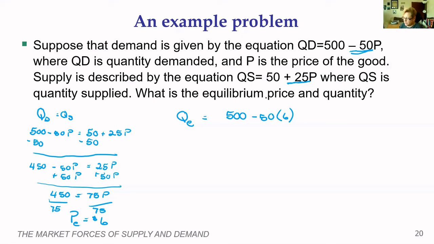So let's see what we got. 50 times 6 is 300. So I have 500 minus 300. So quantity equilibrium is at 200. So there's my answers.